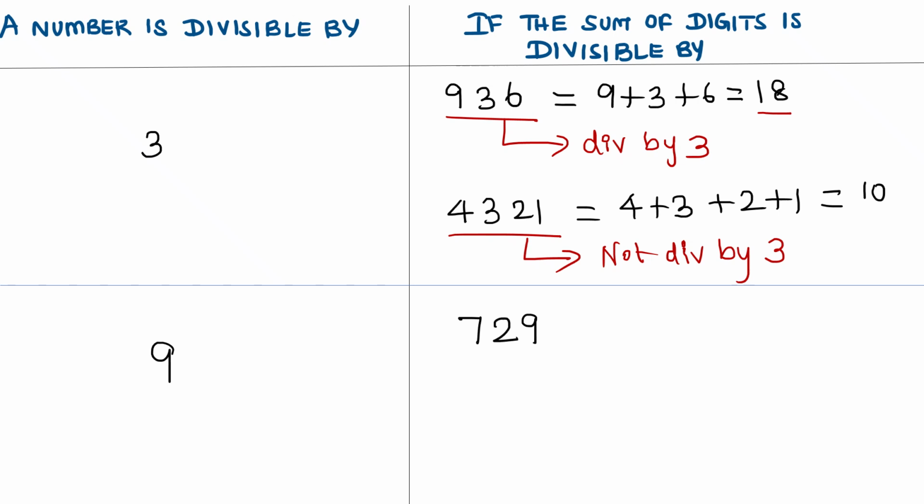Now you may wonder how I can find whether it is divisible by 9 or not. So here we are going to do the sum of the digits: 7 plus 2 plus 9. 7 plus 2 is 9.